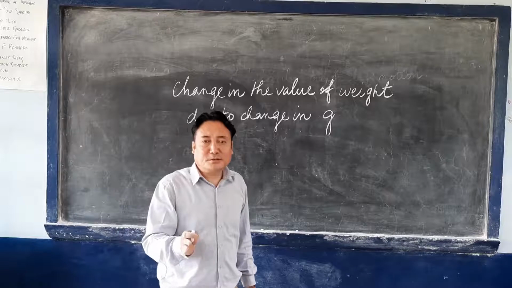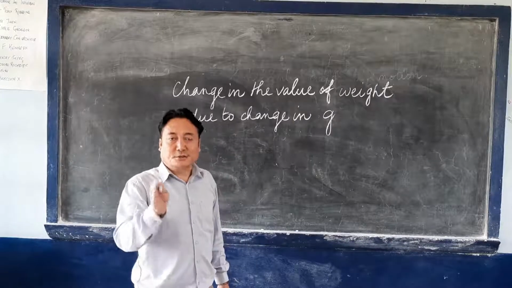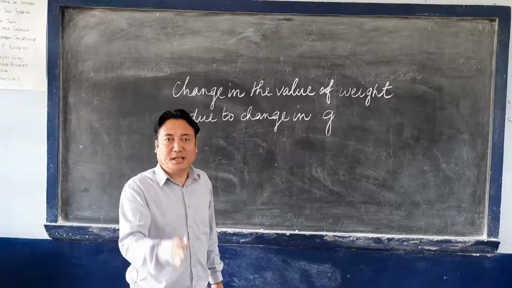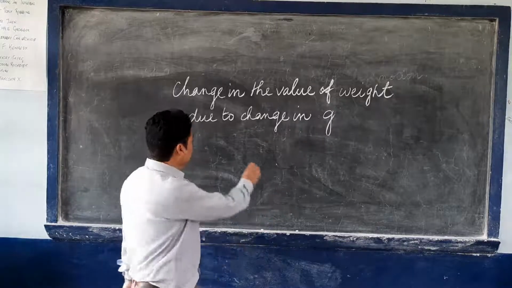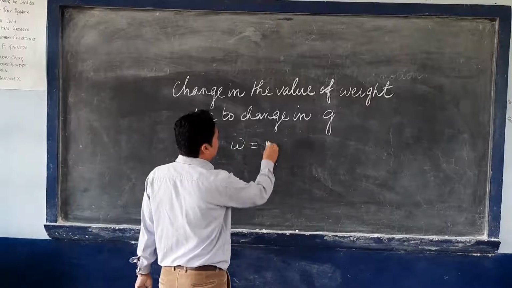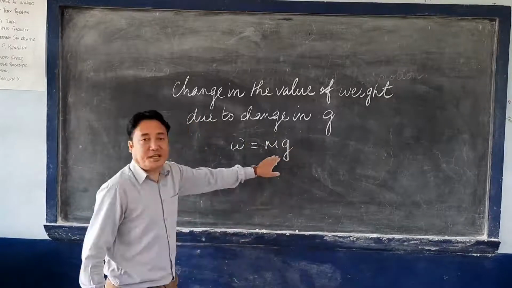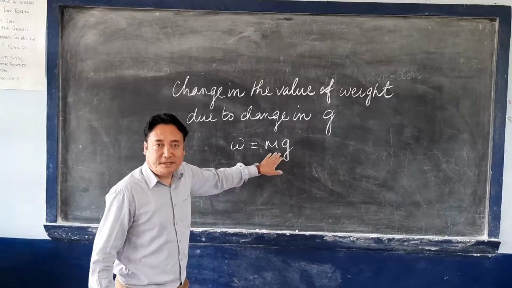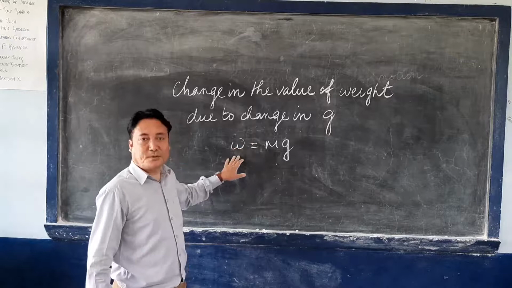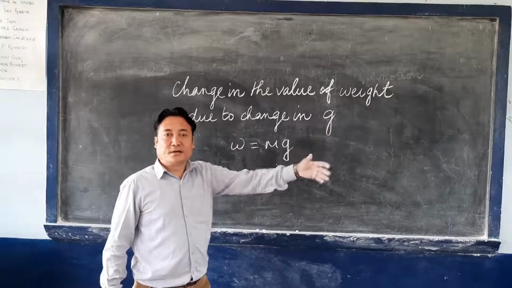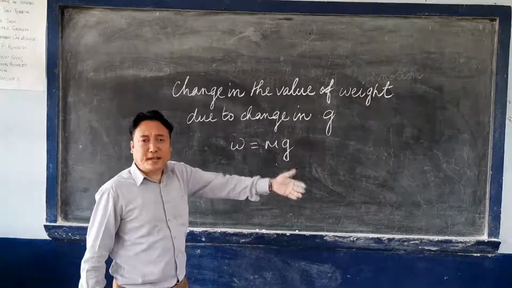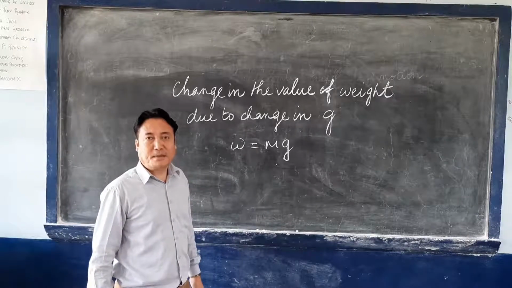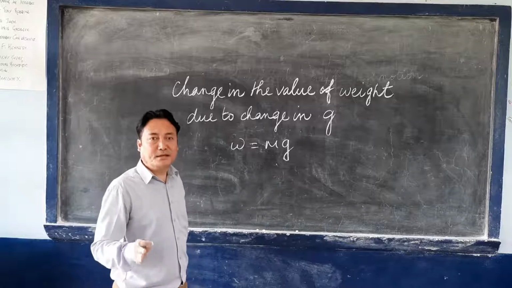And when the value of acceleration due to gravity changes, it will bring a change in the weight. Therefore weight W equals to M into G. So when there is a variation in the acceleration due to gravity, there will be a change in the weight. The acceleration due to gravity is maximum at the poles and minimum at the equator. Maximum at the poles, minimum at the equator.